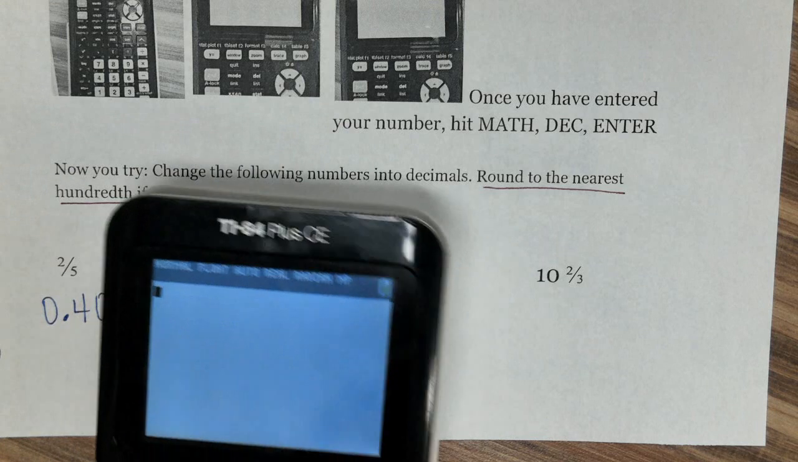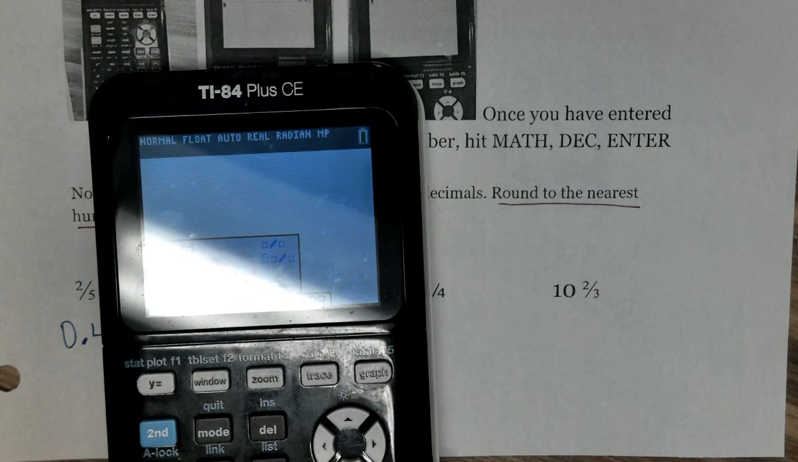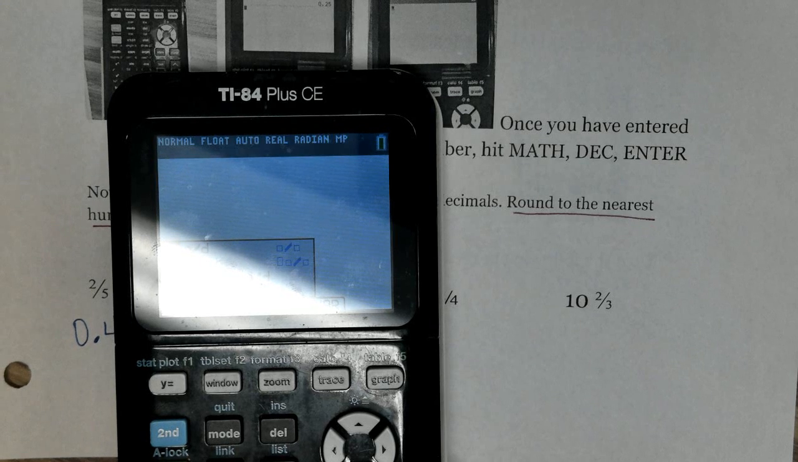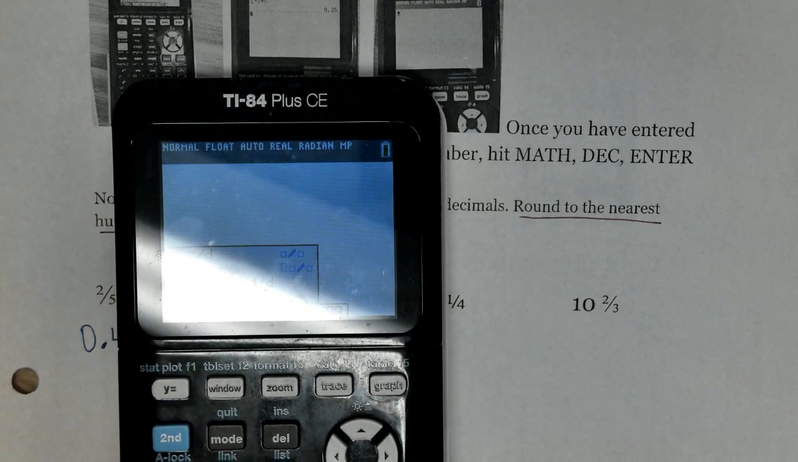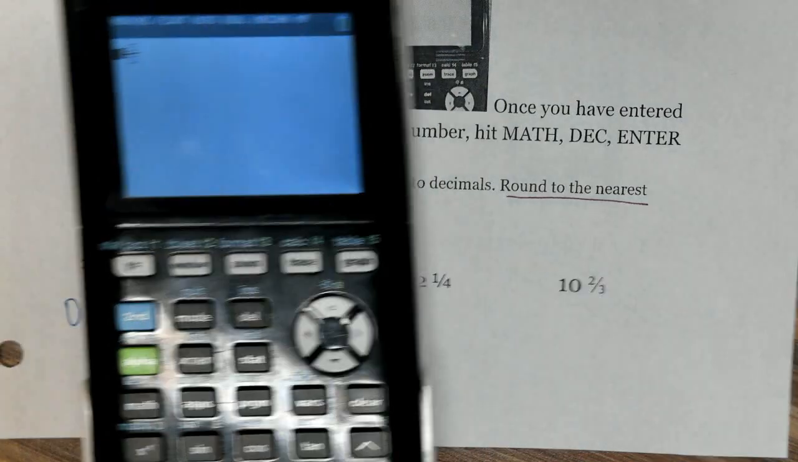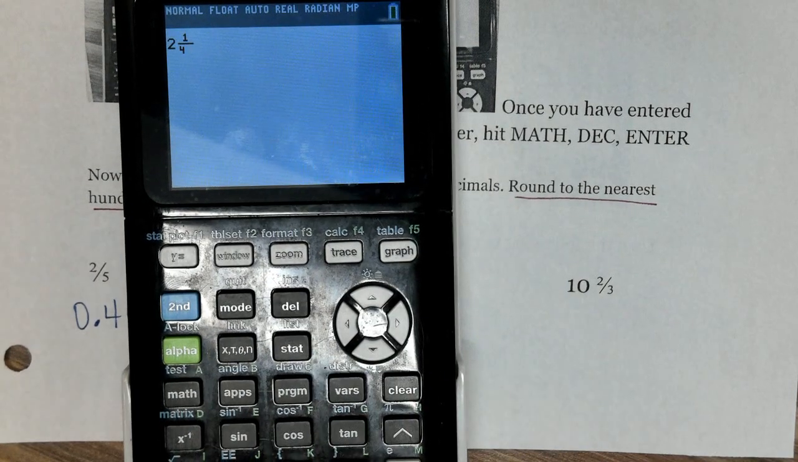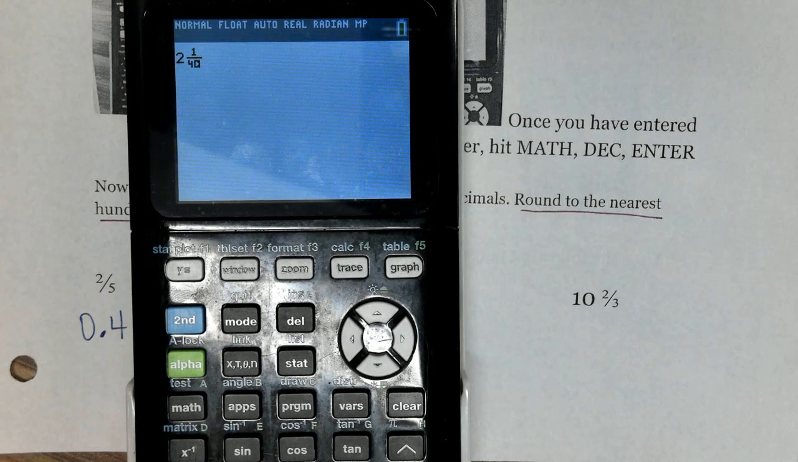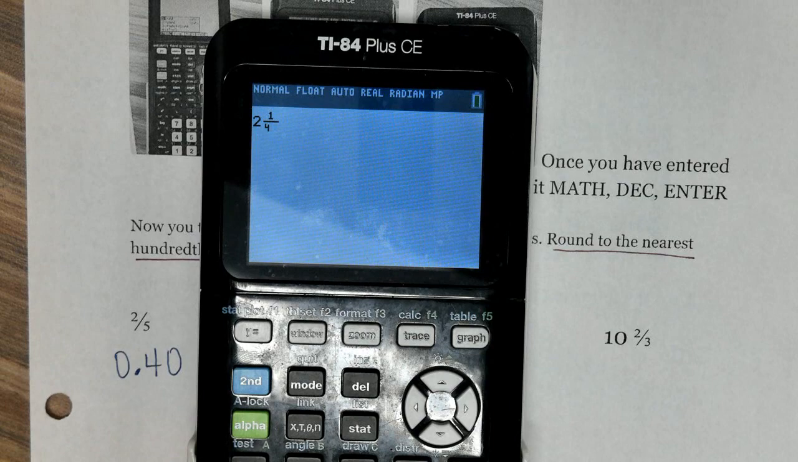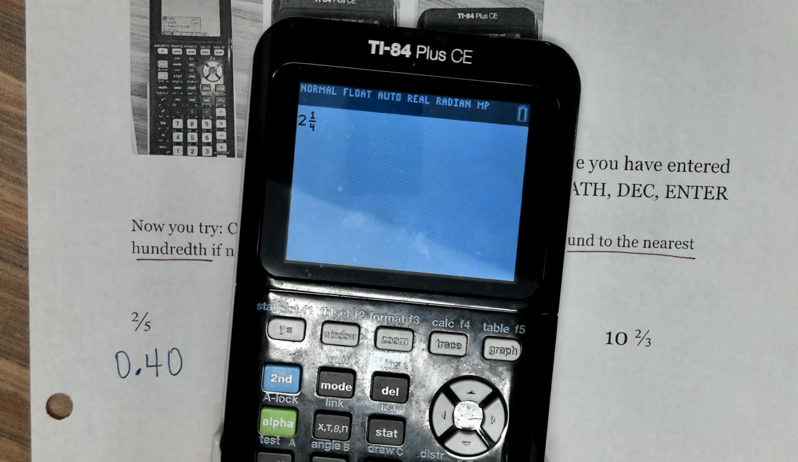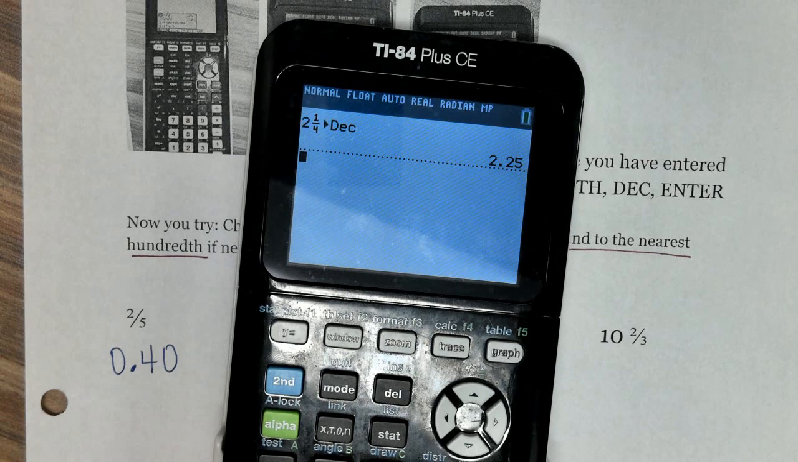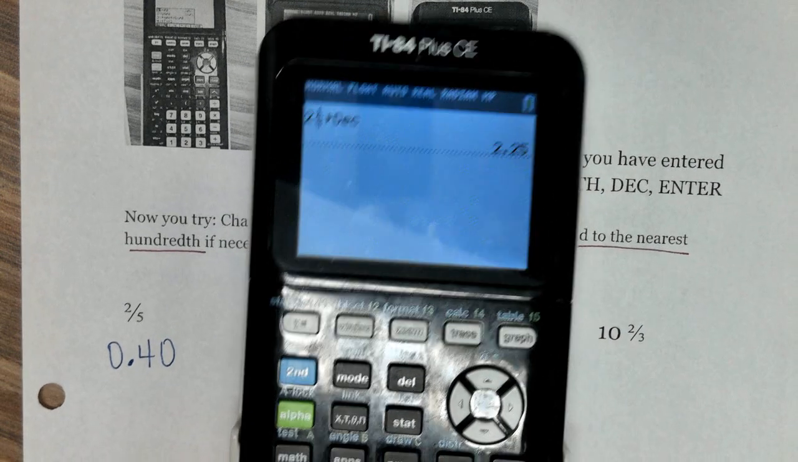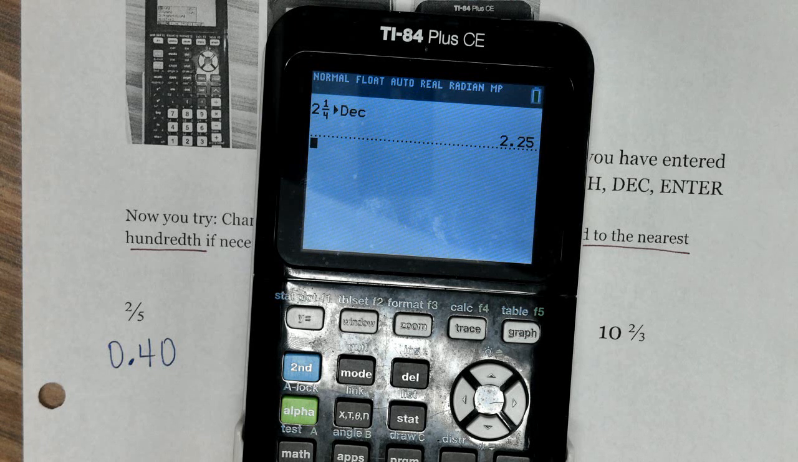Okay, so let's look at what y'all did. Y'all did alpha y equals. Everybody got this far? Yes? Option 2, I put in 2 and 1/4. Now question, boys, what do I have to do before I do anything? Arrow out, right? Now what do I hit? Math, decimal, enter. How much money do I have? How many dollar bills am I holding? I got $2 bills and I got a quarter, 25 cents. Okay?